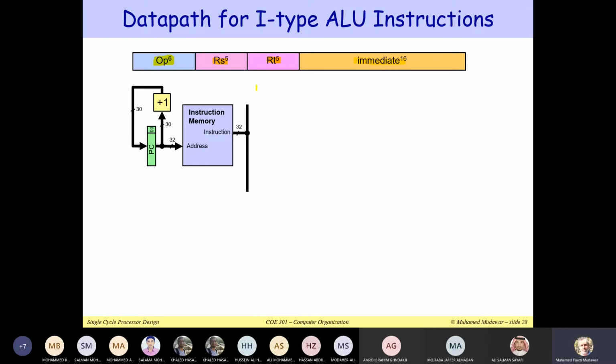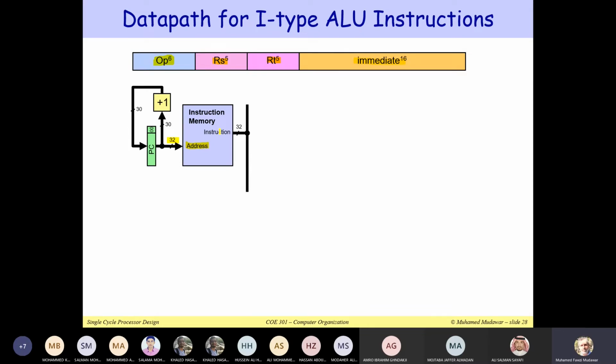So what we need to do now is define our data path for the I-type ALU instructions. Again, we are going to fetch the instruction from the instruction memory. This is always the first step. The PC contains the address of the instruction. The instruction memory contains all the program instructions.